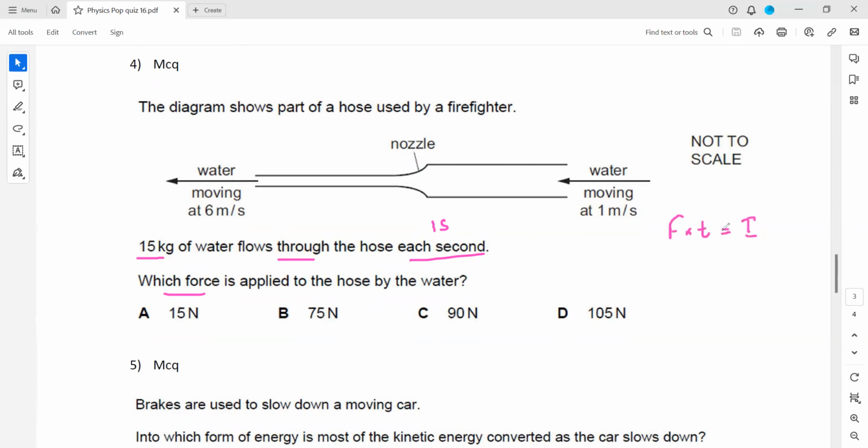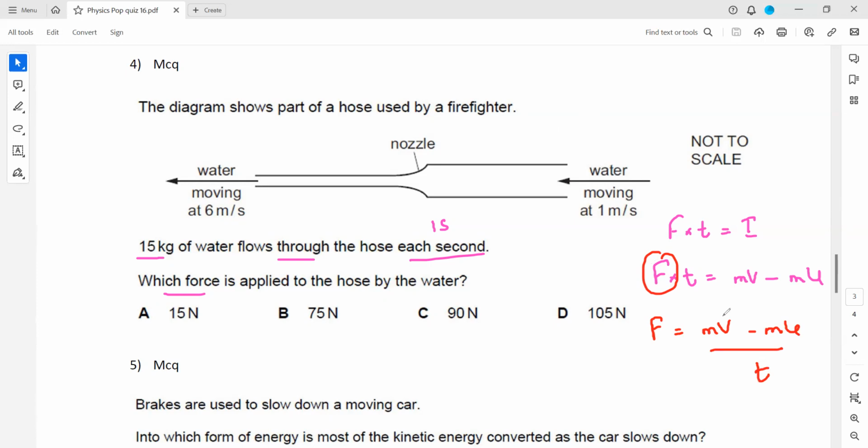Impulse is force times time, and impulse is also the change in momentum, which is mv minus mu. If we need the force, then force is equal to the final momentum mv minus the initial momentum mu, divided by time.